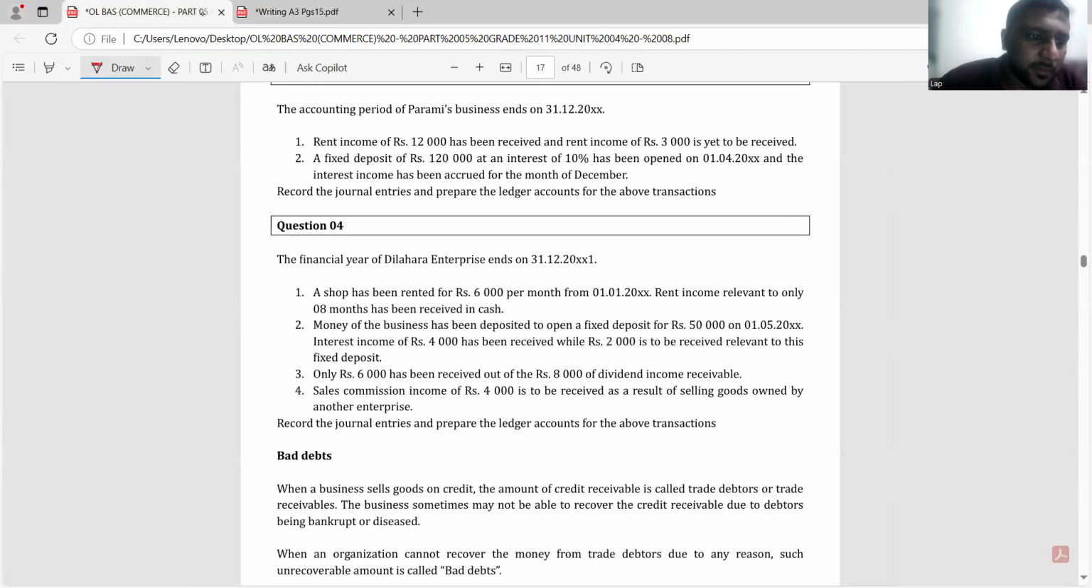So here, rent income is 12,000. Rent income 12,000 has been received. Received amount only 12,000. 3,000 not yet received. So if you ask me, how much is my rent income? I will never say 12,000. My total income is 15,000, out of which 12,000 was received.